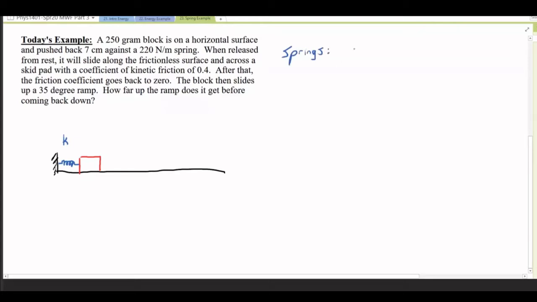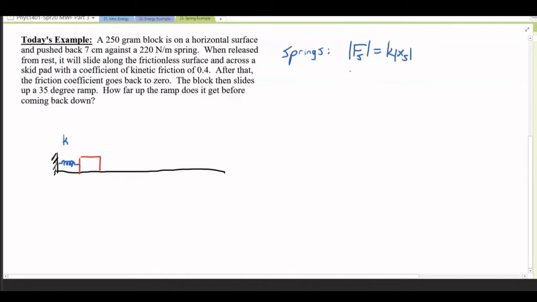So springs have two important aspects for us. One is that the force of a spring is K times the X of the spring. And a spring is a squishy kind of a device or stretchy. If you push on it, it exerts more and more and more force depending on how far you push it. And that's what this equation is describing. The more you squish the spring, the more force there is.